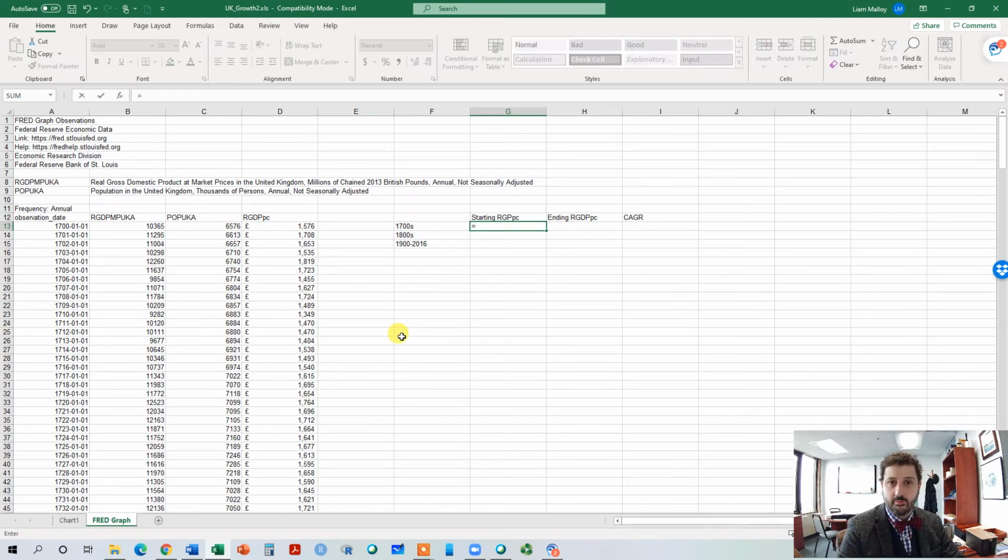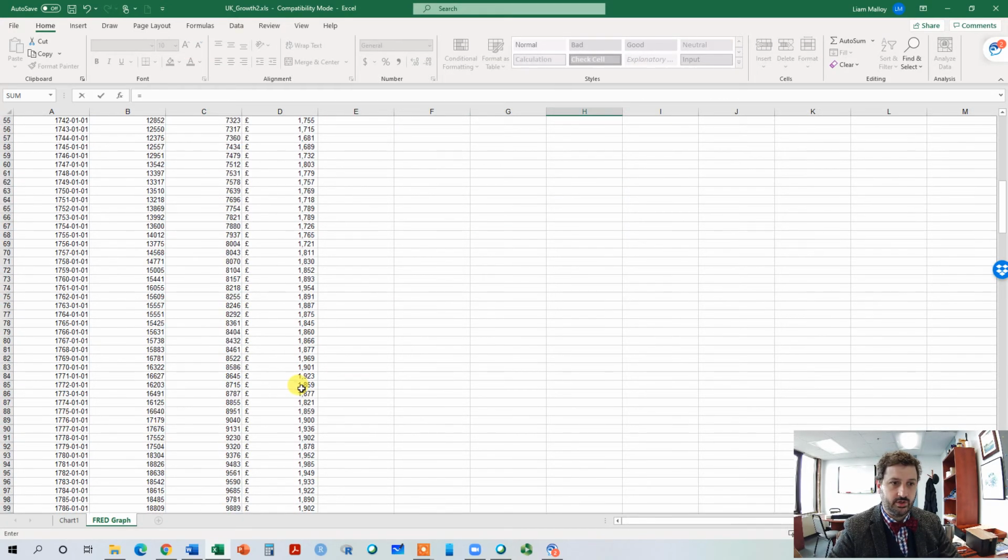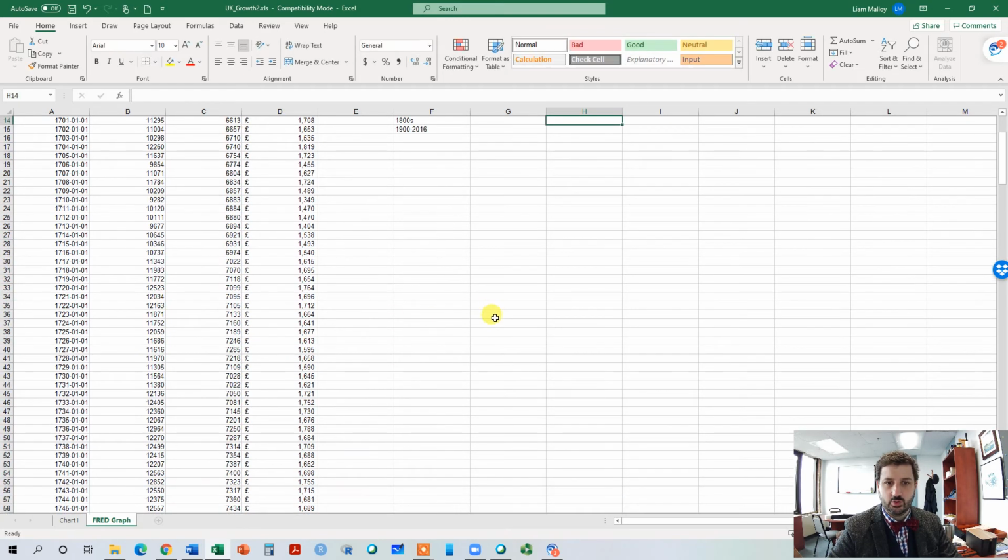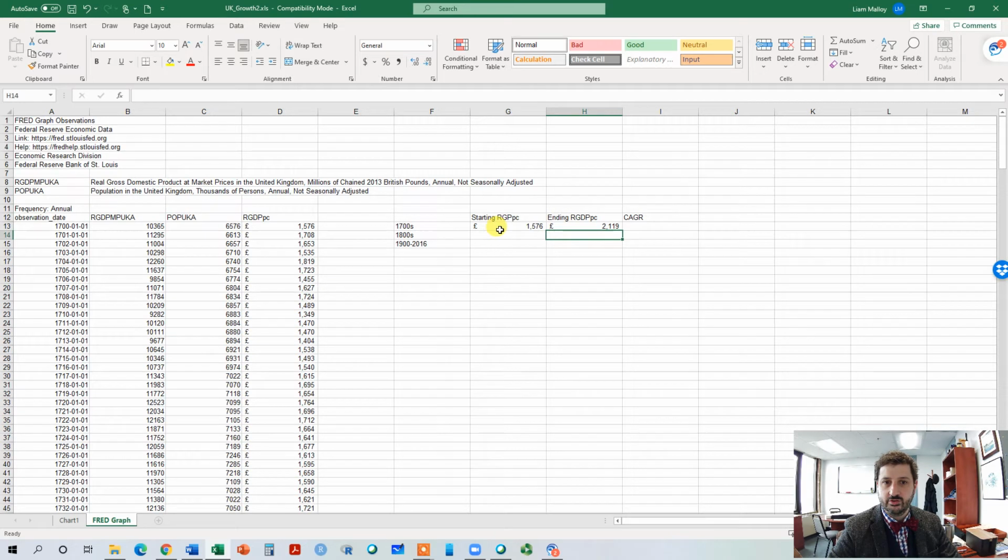So our starting number for the 1700s is just this value here, real GDP per capita in 1700. Our ending number is going to be the value in 1800, so we'll go down here. And I'm just going to show you how to do this one, and I'll leave the others for yourself as an exercise. For the 1800s, starting real GDP per capita would be the value in 1800, ending would be 1900, and then here, this would be 1900 and 2016.